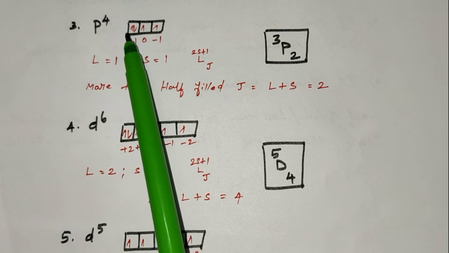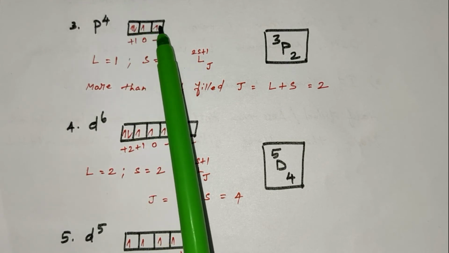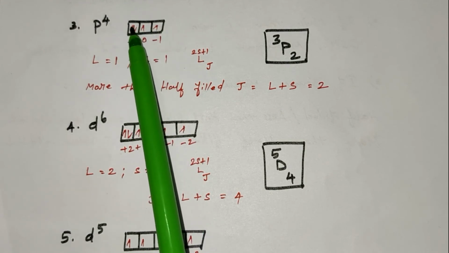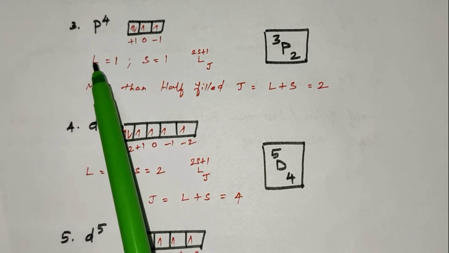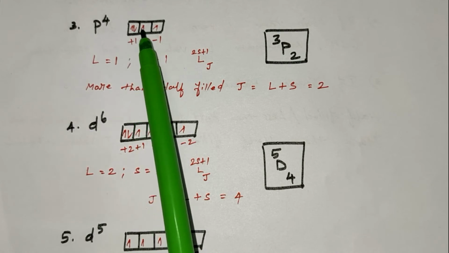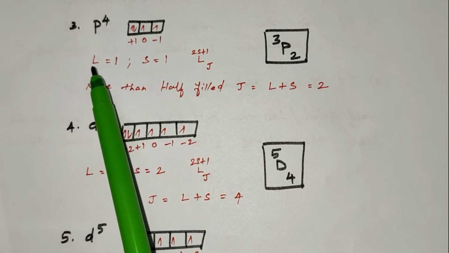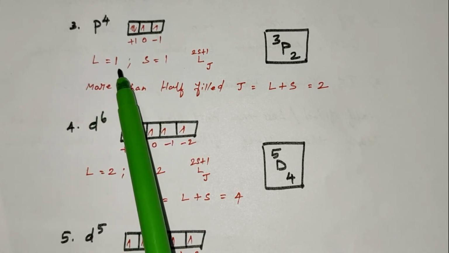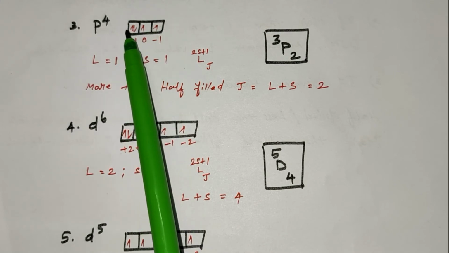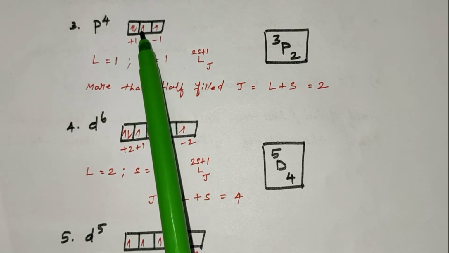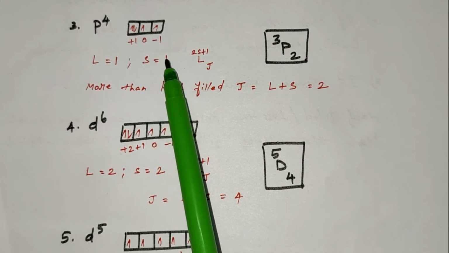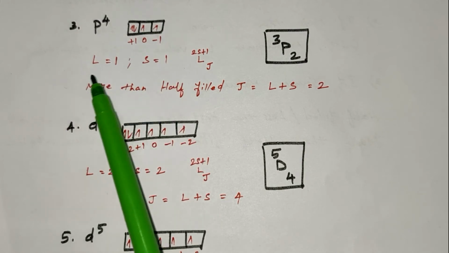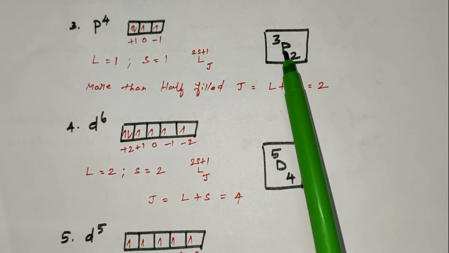According to Hund's rule, the electrons are filled 1, 2, 3. The fourth electron will be filled in this orbital. So the value of L is equal to 2 into 1. This is 0. This is minus 1. Value of L is equal to 1. Spin value here is 0. Plus of that is equal to S. The value of S is 1. L is equal to 1. The term is written as P.